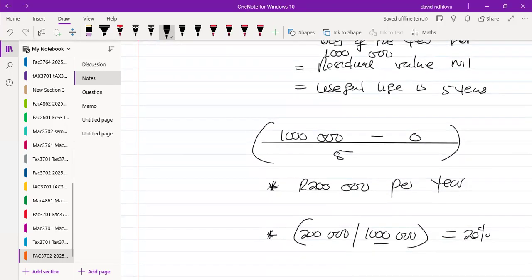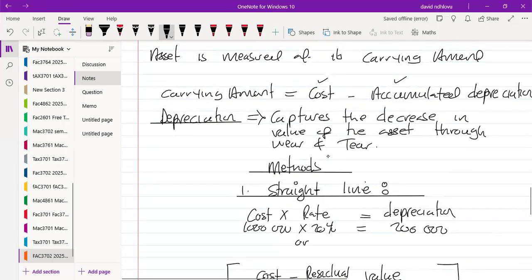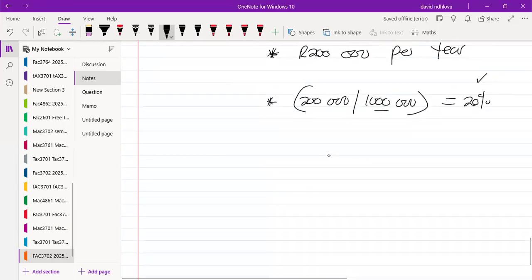Now, this method of depreciation, we must be very clear from the onset, gives the same amount of depreciation from one year to the other. It doesn't change. That is why we can rely on a percentage, 20%. We have another method, which is the residual value method.